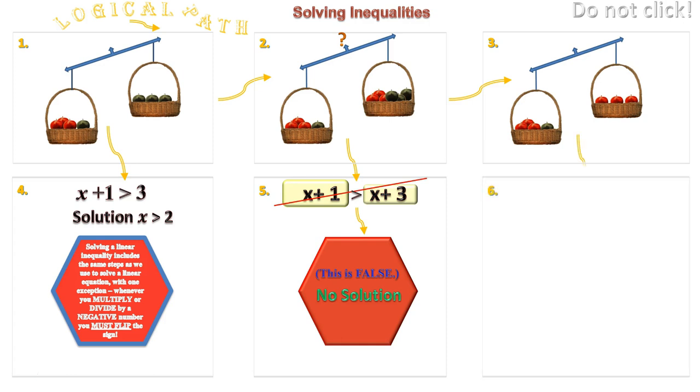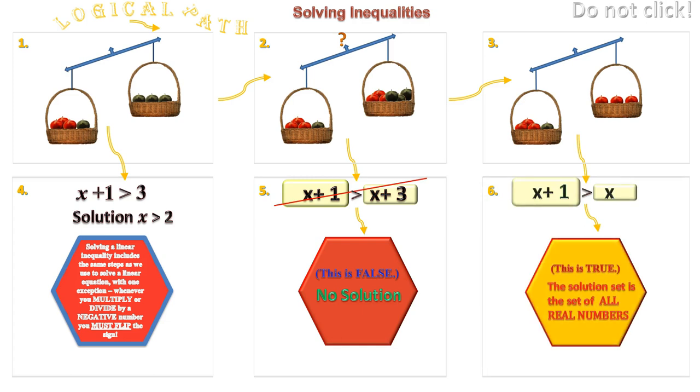Third situation. What do we have here? x represents the number of red apples. On the left, we always have 1 apple more than we have on the right. So it's always true. If it's always true, then the solution set is the set of all real numbers. On the next slides, we will talk about these last 2 situations in more detail.